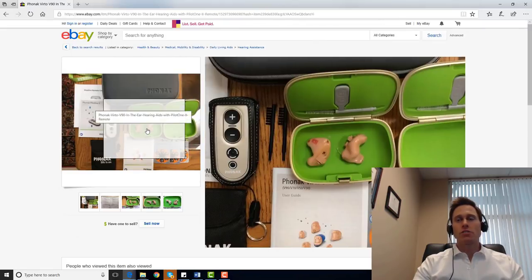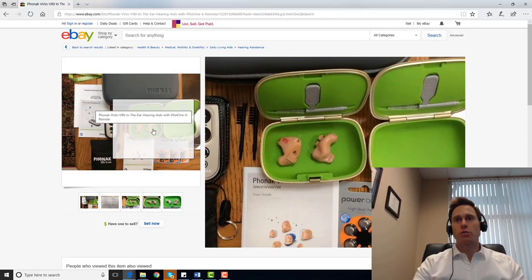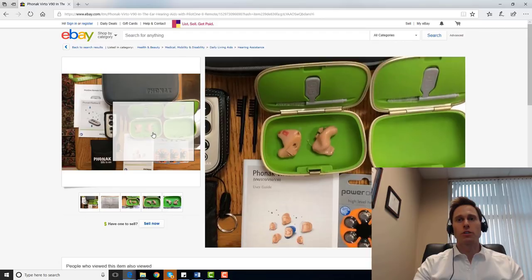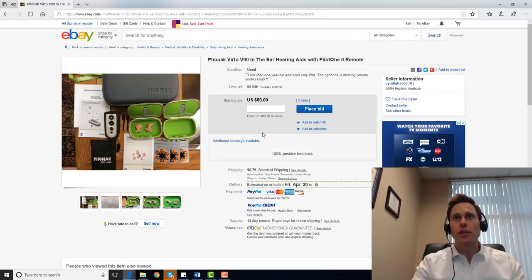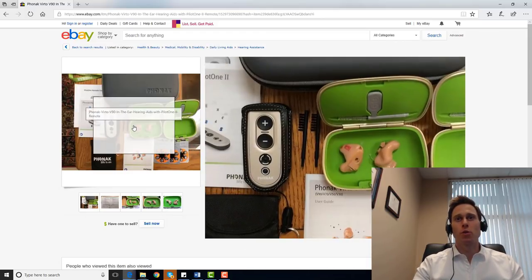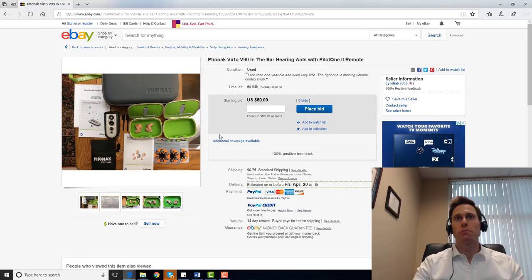These are actually custom devices here. So someone at some point had these devices custom molded for their ears, and let's see what kind they are. They're the V90, so they're a little bit older generation, but the starting bid is $50, and they are used, of course, and it looks like they are actually broken. The right one is missing the volume control. So one of the things you would have to do is get this recased.